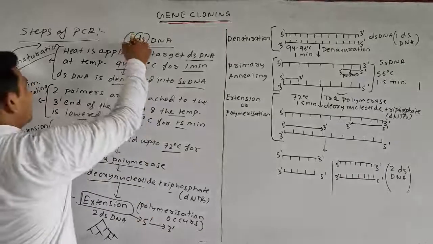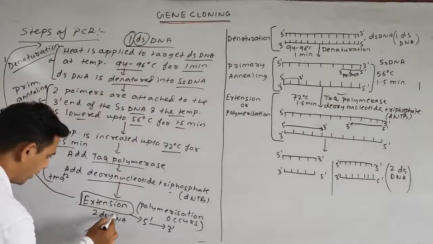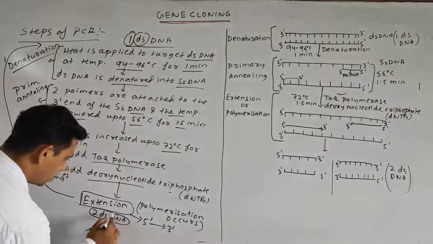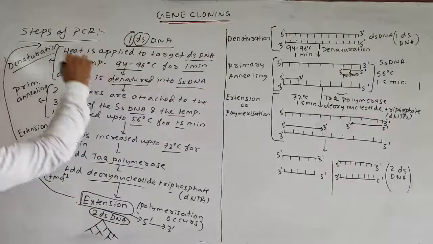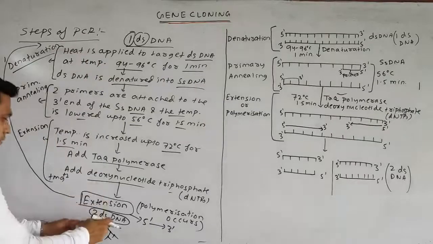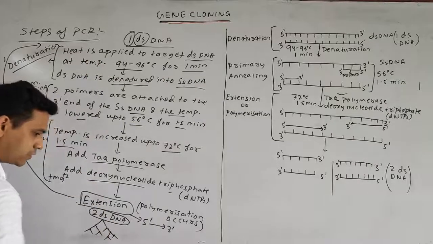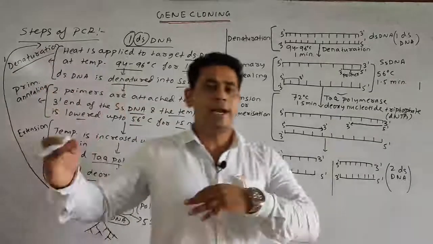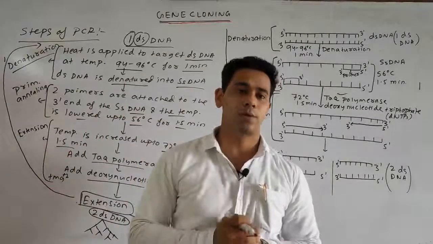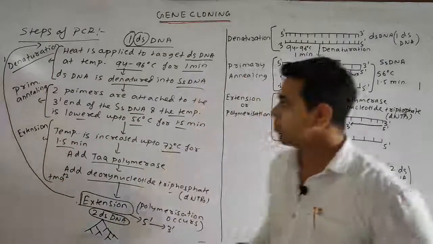So from the one double-stranded DNA, we finally get two double-stranded DNA. Then another time this cycle will go and the process will further continue from 2 to 4, 4 to 8, 8 to 16, 16 to 32, 32 to 64, and goes on up to millions of copies of DNA that we can extract. Now come to your diagram.